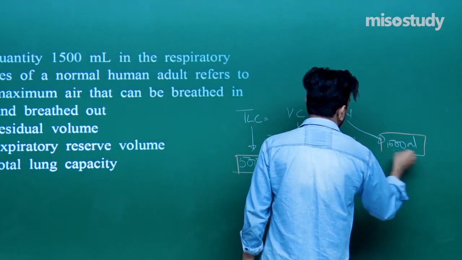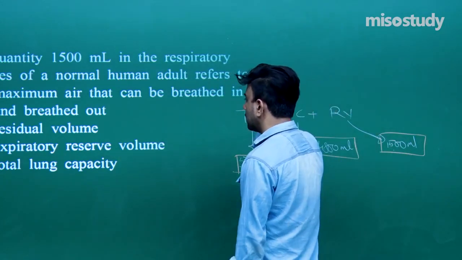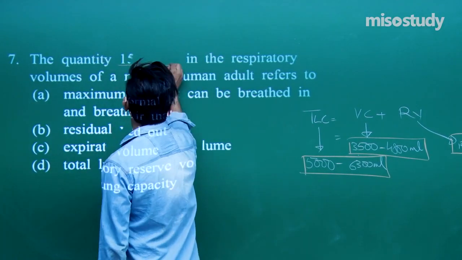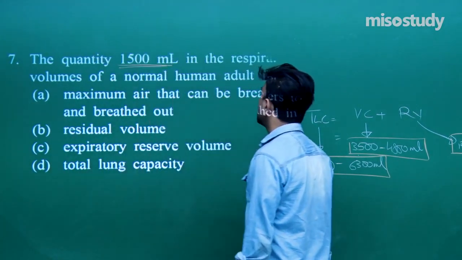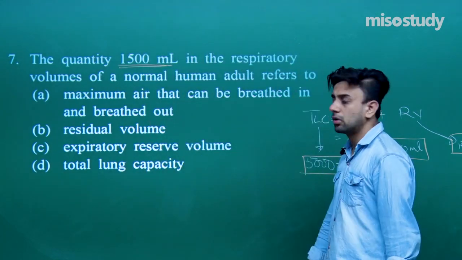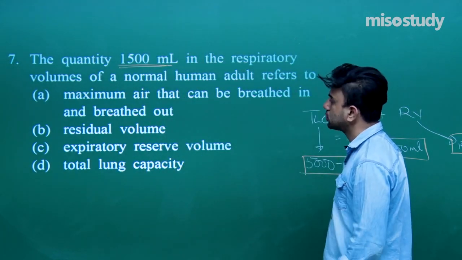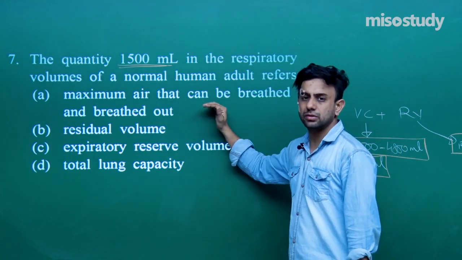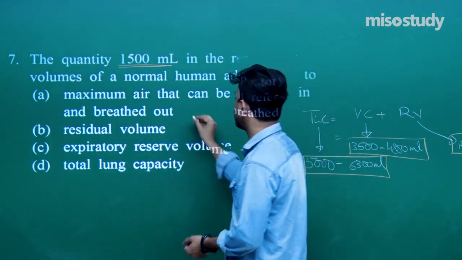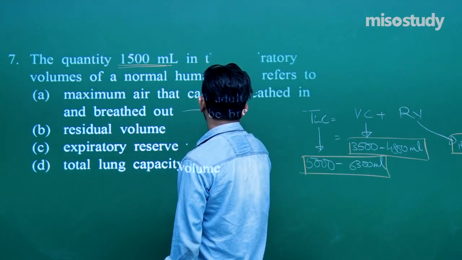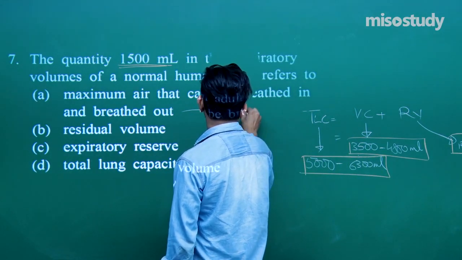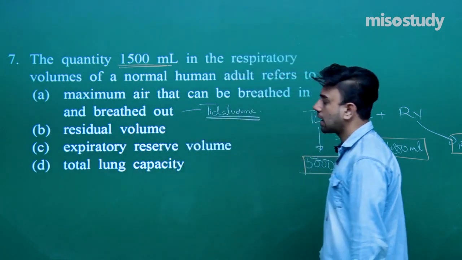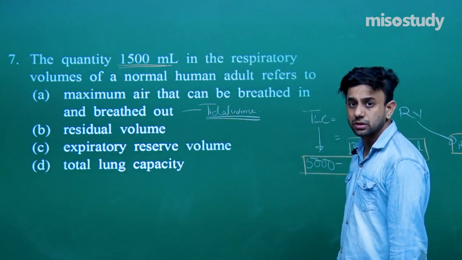Right. Now, what is the residual volume? The quantity 1500 ml in the respiratory volume of a normal adult refers to the maximum air that can be breathed in and breathed out. What is this? This is the tidal volume, right. This is the normal volume which can be breathed in and breathed out during normal respiration, right.